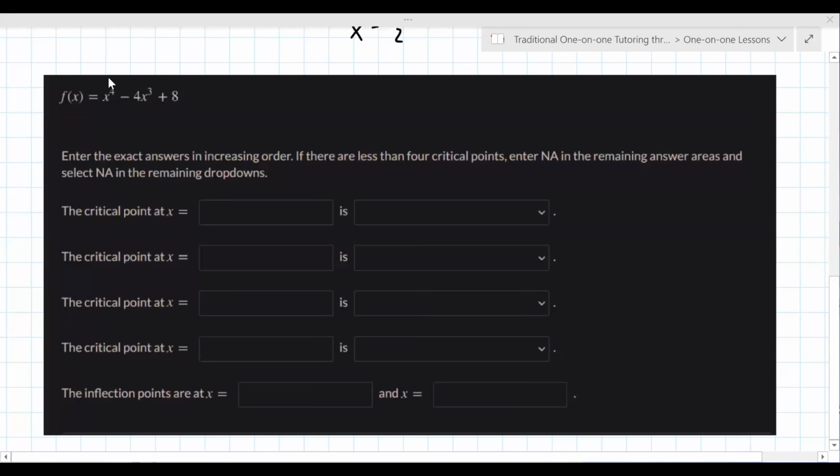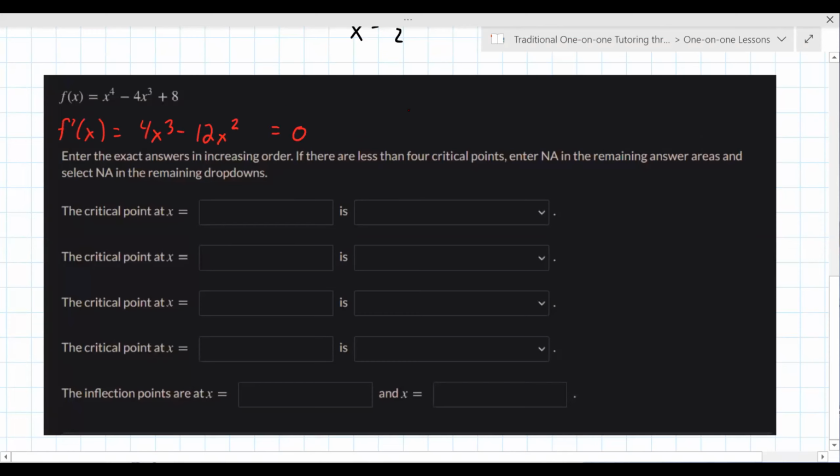All right, so I'm switching to the red. So your first derivative is 4x cubed minus 12x squared. And you set that equal to 0. And then from here, you've got to factor out whatever you can.